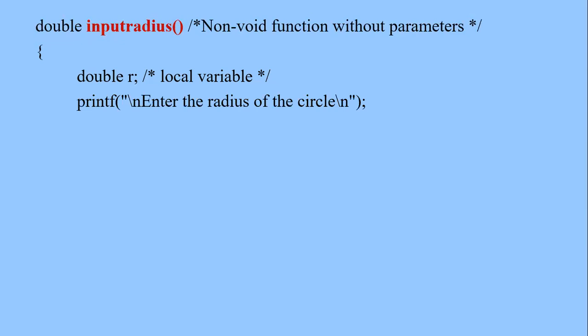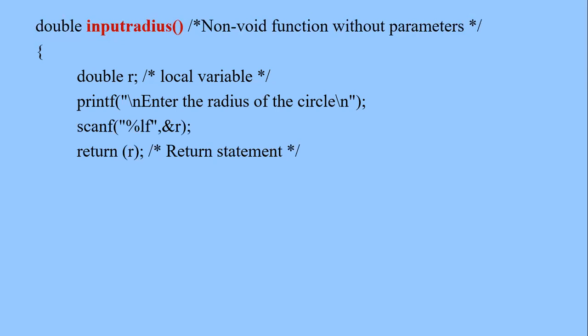Then we have the statement. This function will display on the screen, enter the radius of the circle. It will read the value entered by the user and store that value in the local variable called R, which is of type double. And then this function will return the content of the memory location called R to the calling function.